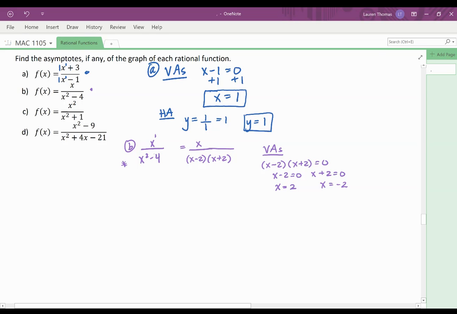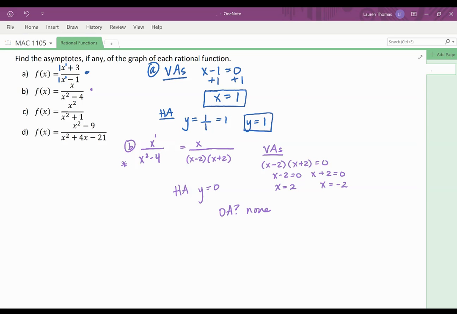So we have to compare. Where is the larger degree? The larger degree is in the denominator, which means we're going to have a horizontal asymptote. And it's automatically going to be at y equals 0 because the degree in the denominator is larger. Now, for the same problem, if they ask us, does it have an oblique asymptote, we're going to say none, because remember, you can't have a horizontal and an oblique asymptote on the same graph.